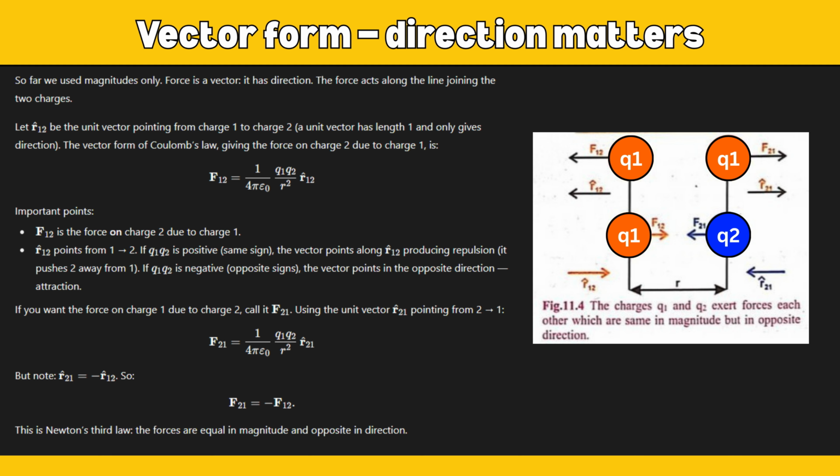The force always acts along the line joining the two charges. In vector form, the force on charge 2 due to charge 1 is written as F1,2 equals 1 divided by 4 pi epsilon 0, multiplied by Q1 times Q2, divided by R squared, multiplied by R hat 1,2. Here, R hat 1,2 is a unit vector that points from charge 1 toward charge 2. If the charges are alike, the product Q1 times Q2 is positive and the force is repulsive. If the charges are opposite, the product is negative and the force is attractive.